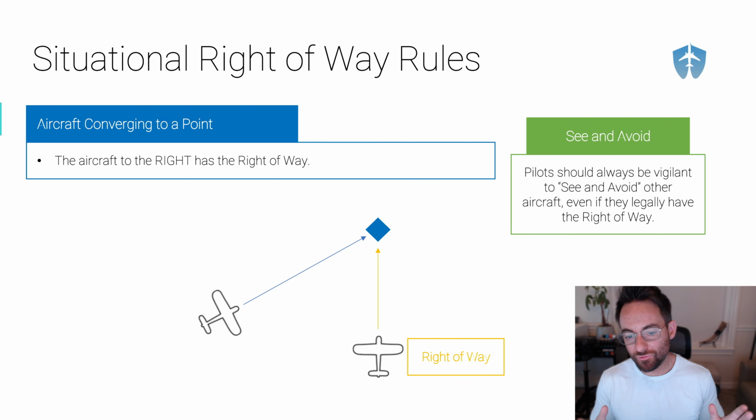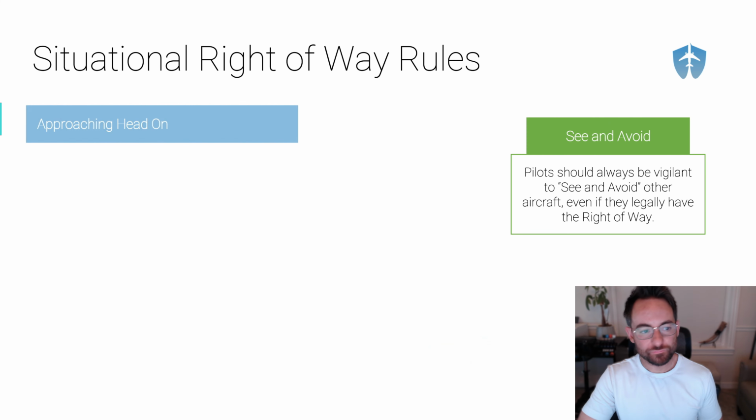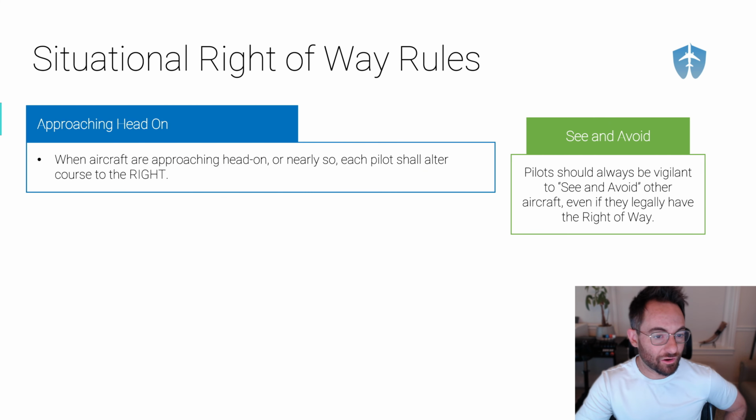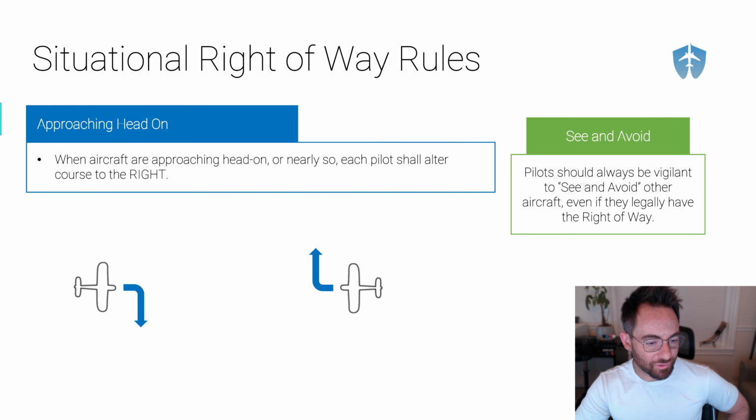Okay? But in this situation, you would have the right of way, and hopefully you do both see each other and it's not a problem. Okay. Next, we have approaching head on. When aircraft are approaching head on or nearly so, each pilot shall alter course to the right. So if you see any aircraft coming towards you, both pilots should alter course to the right to avoid each other.